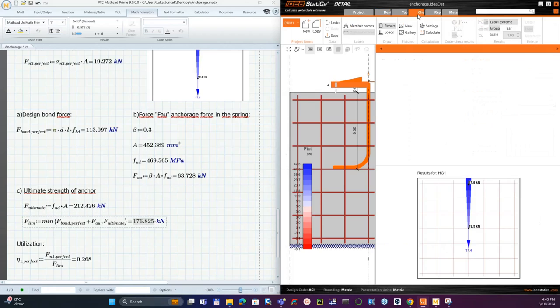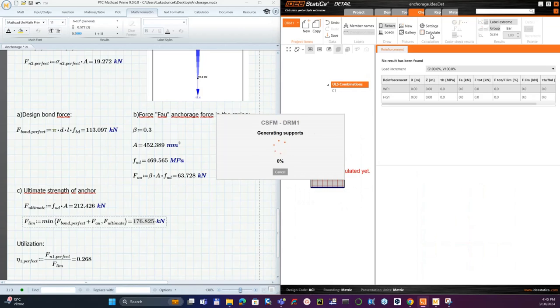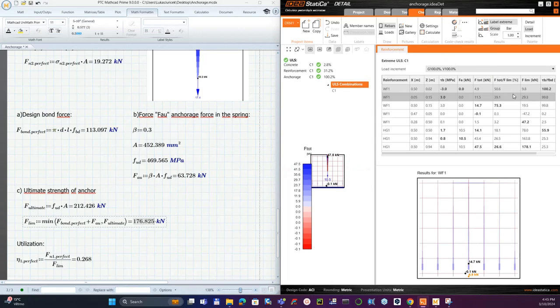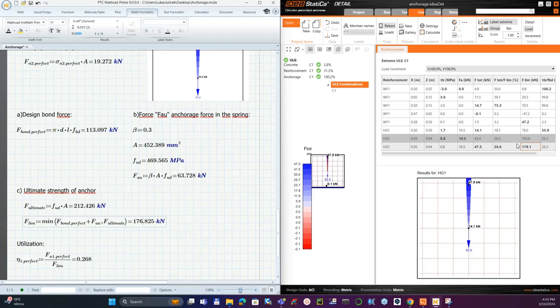If I come back to IDEA StatiCa and calculate it again, I will get in my limit strength, or F_lim, 178. So we can see small differences, maybe some roundings, but this is the value which is my limit force. So this is the explanation for every anchorage type. I hope you enjoyed the video.